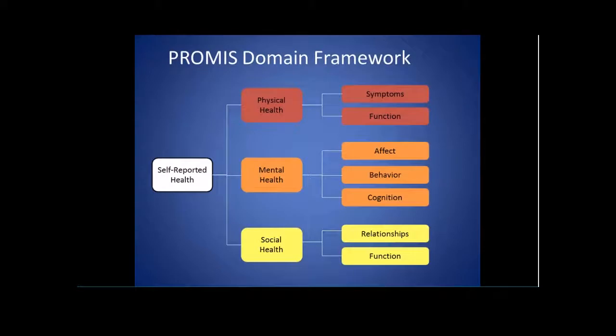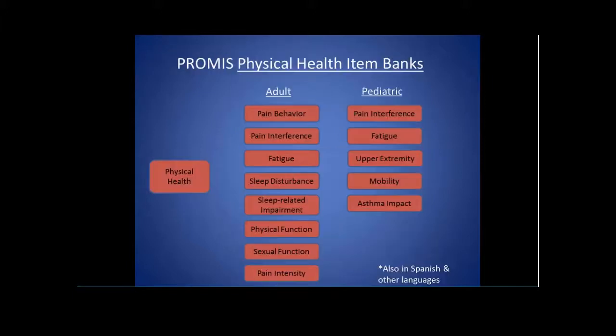This is the domain framework PROMIS utilized. So again, it was focused on self-reported health and divided self-reported health into 3 areas: physical, mental, and social. Each of those break down further into symptoms, function, affect, behavior, cognition, relationships, and function.